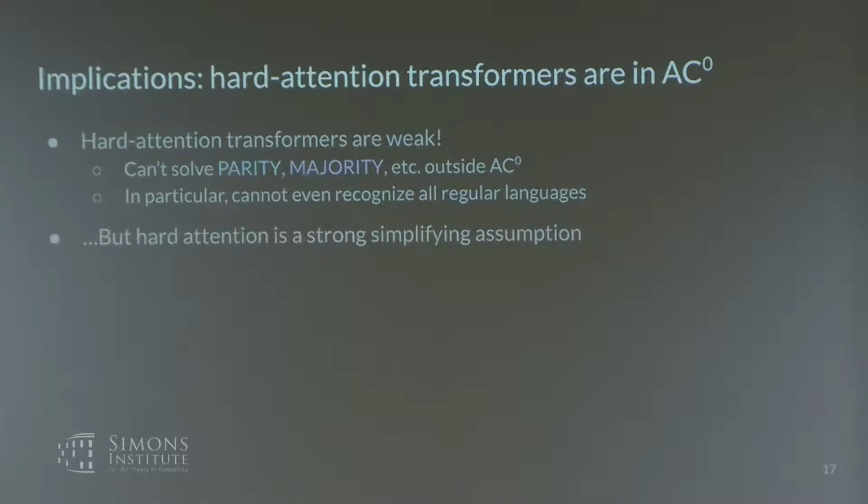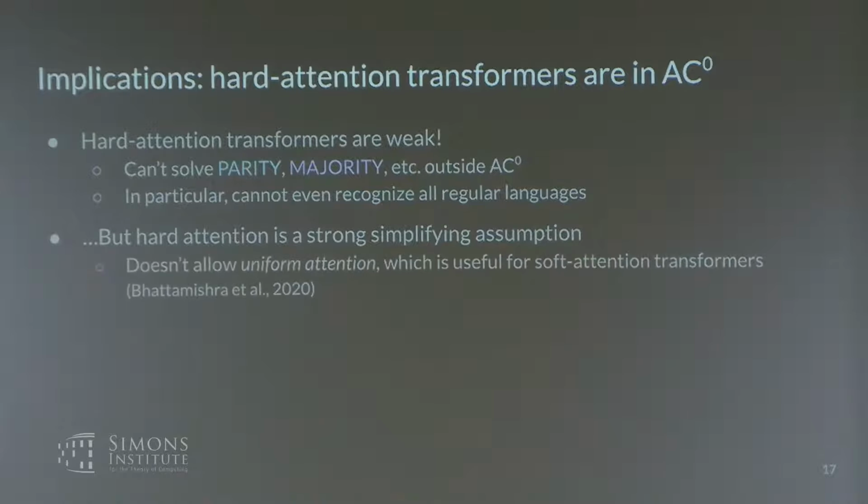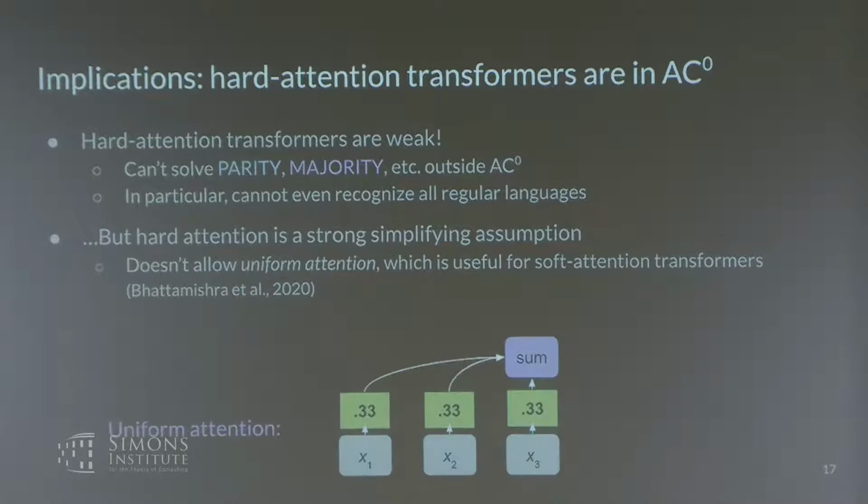But of course, this hard attention assumption is quite strong. It doesn't allow uniform attention, which is where you spread the probability mass evenly across all the tokens. And in lots of concurrent work, this has been shown to be a useful primitive if you want to think about how to write down algorithms inside transformers. So this is what uniform attention would look like.